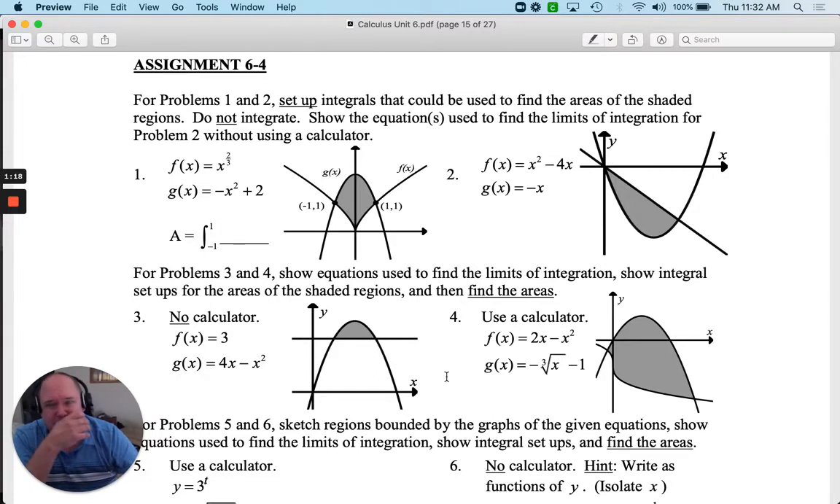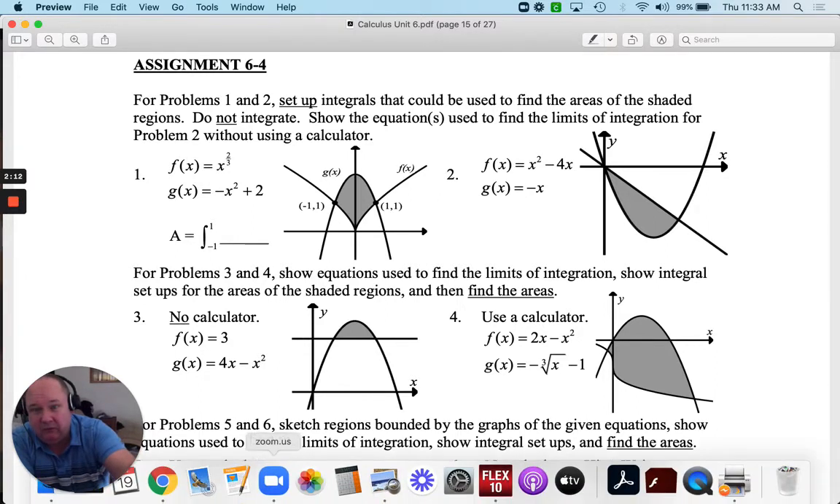If I look at number 1, the first thing I need to recognize is negative x squared plus 2. That's a parabola folding down. So which one's higher and which one's lower? I need to recognize which each equation is. First of all, if I want to find the area, the x value of the lower limit is negative 1 and the x value of the upper limit is 1. So I'm going to integrate from negative 1 to positive 1. And the formula is simple. It's top, subtract bottom. But I need to know which one's on top. The one on top is g of x, which is negative x squared plus 2. And then I'm going to subtract the bottom, which is x to the exponent 2/3. And that's it. That is the setup.